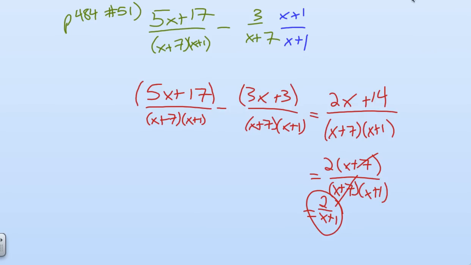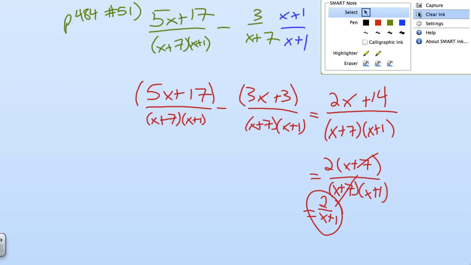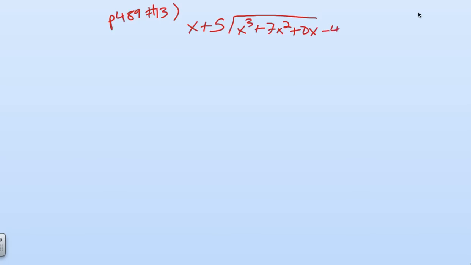Next one is page 489, number 13. This one is a polynomial long division problem. So you put the denominator on the outside and the numerator on the inside. Now my original problem did not have this, but I'm going to put a plus 0x in there. And the reason is, it's not because I need 4 terms. It's got nothing to do with the number of terms.